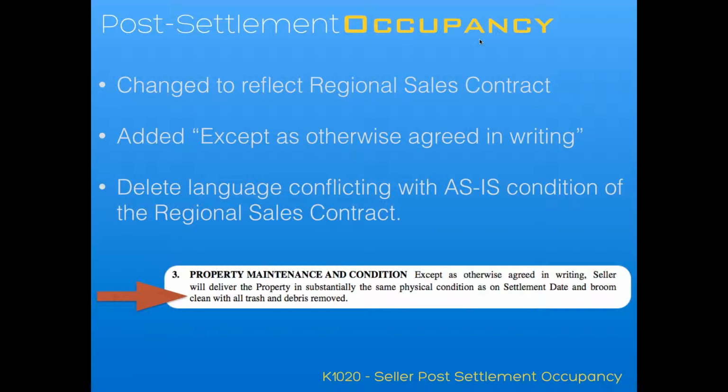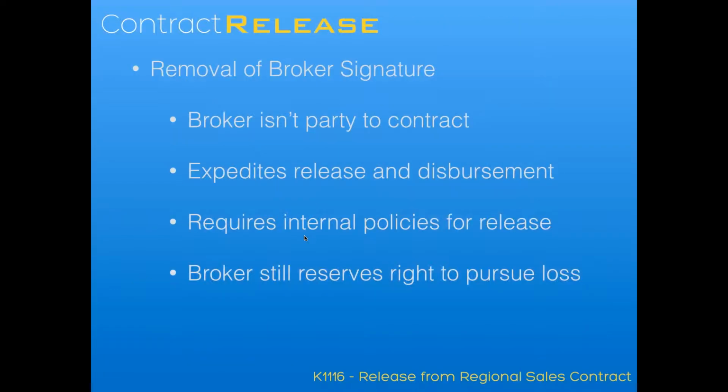So we deleted language that conflicted with the as-is condition of the regional sales contract. Because remember, the regional sales contract a few years back changed to as-is. So no longer is the seller responsible for all these repairs. Now the property conveys as is, and that's all we've changed here. So paragraph three is a mirror image of the intent of the core contract in there. So not a big change there.